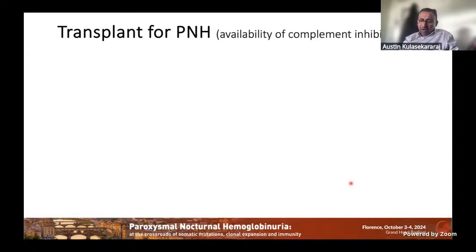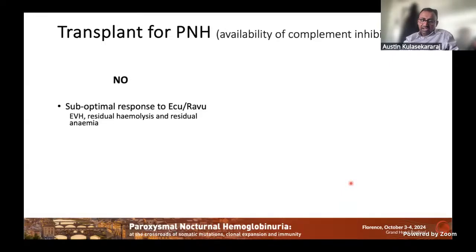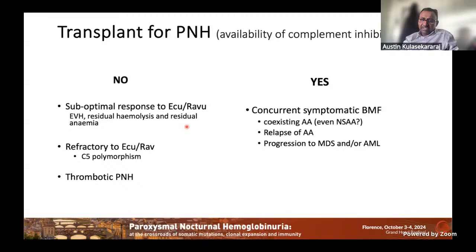But if you have complement inhibition, would you consider transplant? I would say no. For a hemolytic PNH, yes. For an AA PNH, you can consider, but there are patients who have suboptimal response, but we have a number of newer agents as well. But yes, in the context of concurrent bone marrow failure and coexisting AA as well. So, or relapse of AA or progression, obviously, to MDS and AML as well.